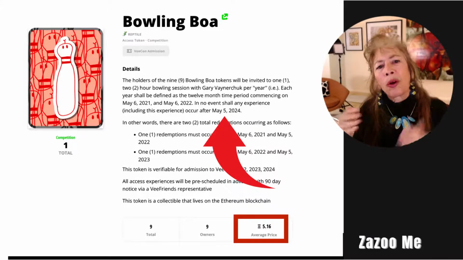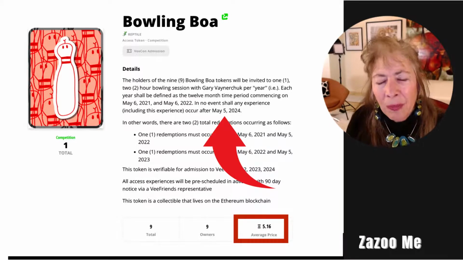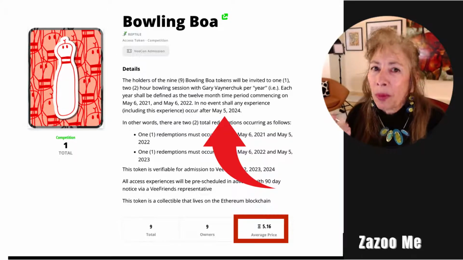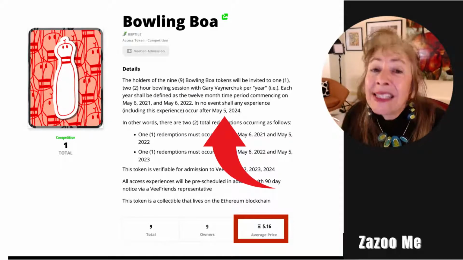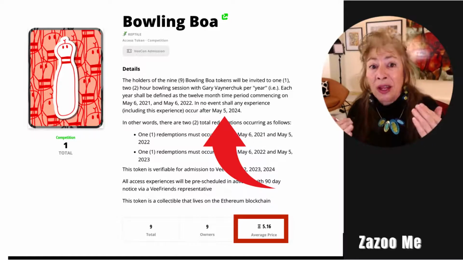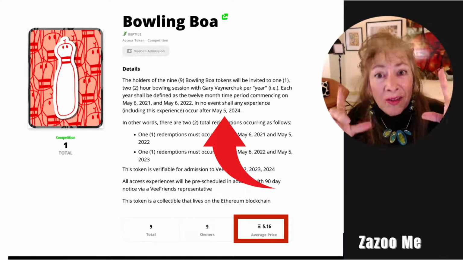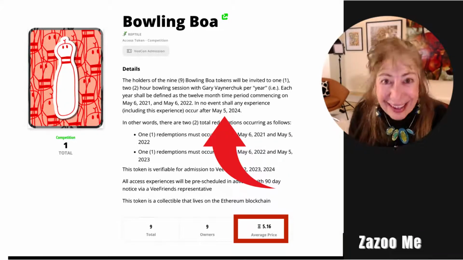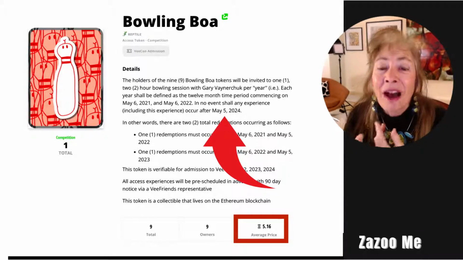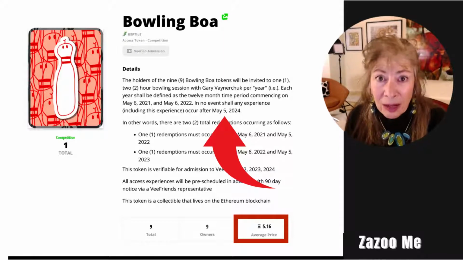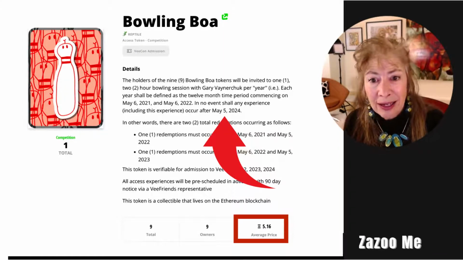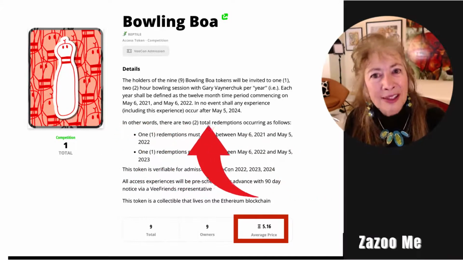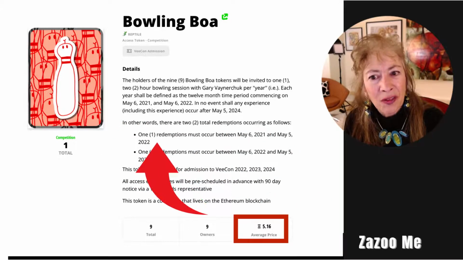Why is it so important to really spell this out? It is so important for people to totally get what they are purchasing so that there's no miscommunication about what this means. You have a set finite period of time to redeem this token for the actual event with the celebrity, with the person who is selling this. And then again, explaining it again: in other words, there are 2 redemptions occurring as follows.